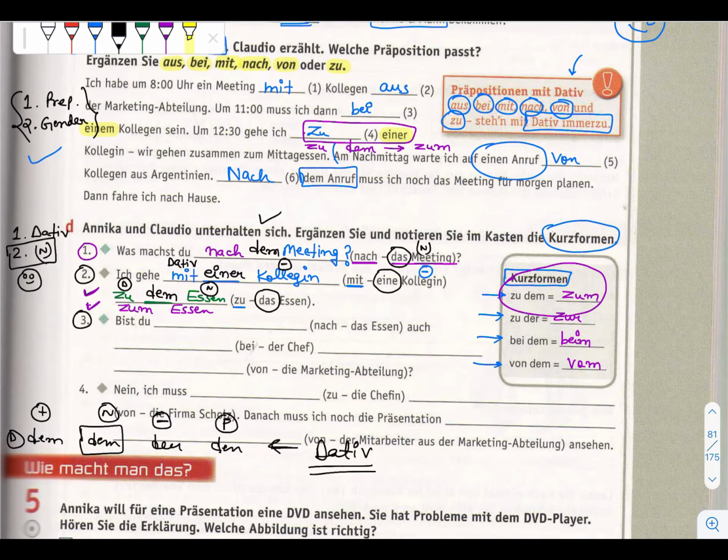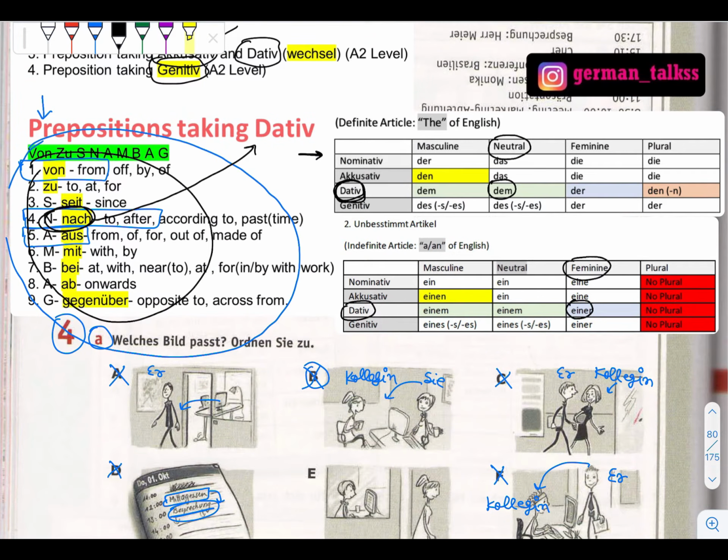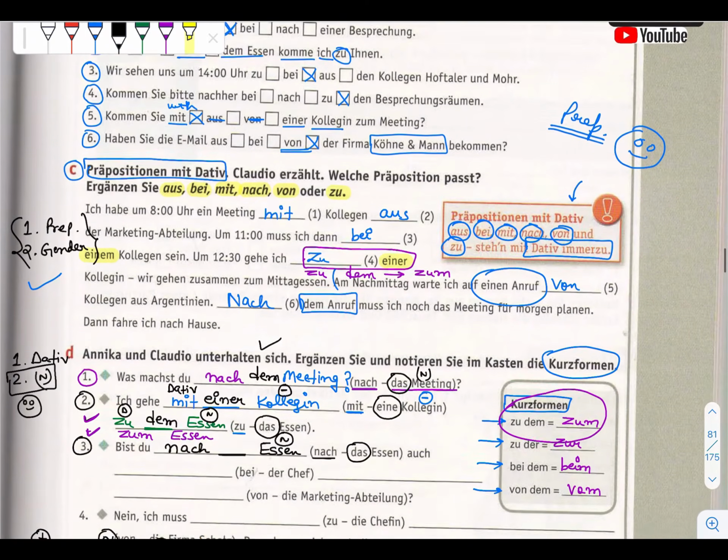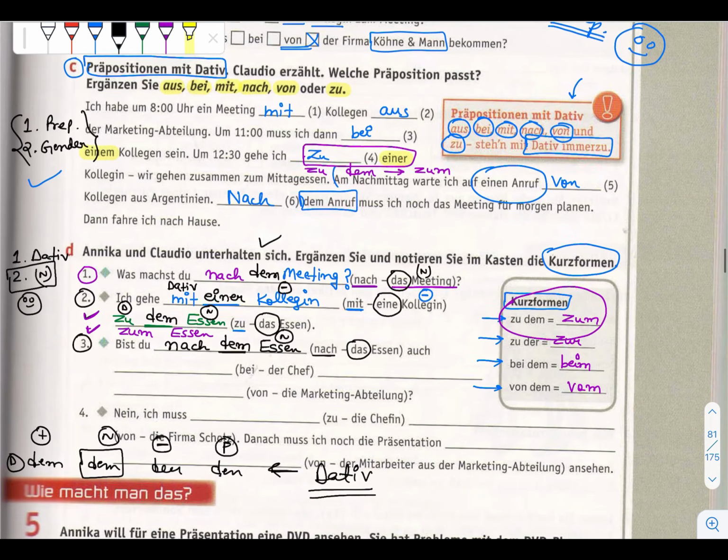Okay. Bis to dash, auch dash, and all dash. So first we'll see this one. Nach dash Essen. Essen again neutral, dative of neutral. We will see dative, neutral, dem. So dem. Nach dem Essen.